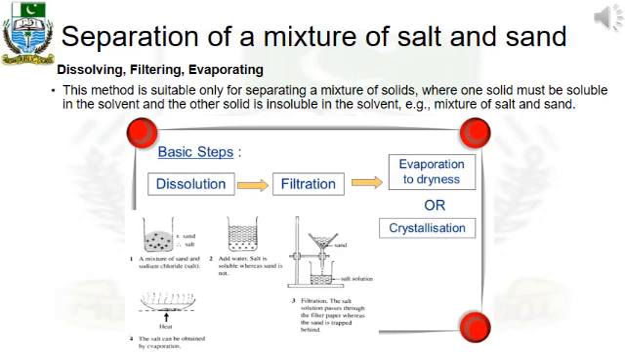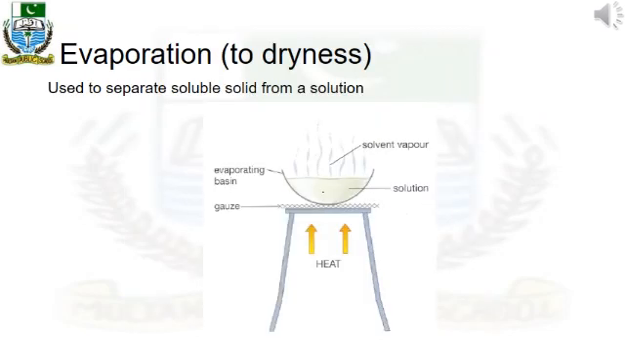So when the mixture is filtered, sand is collected as a residue on the filter paper, while salt being soluble is collected as filtrate. The salt solution can be evaporated. After evaporation, we can get pure salt crystals. So in the technique of dissolving, filtering and evaporating, the third and the last step is evaporation to dryness.